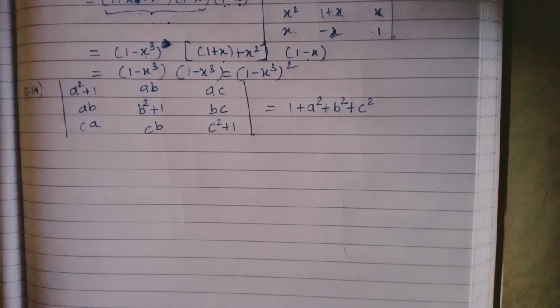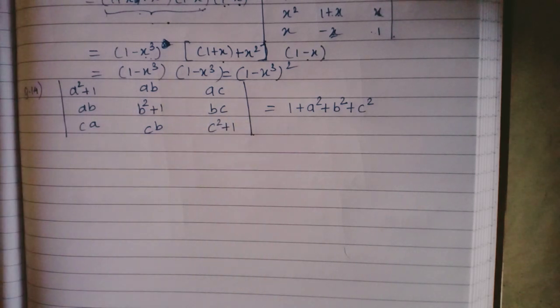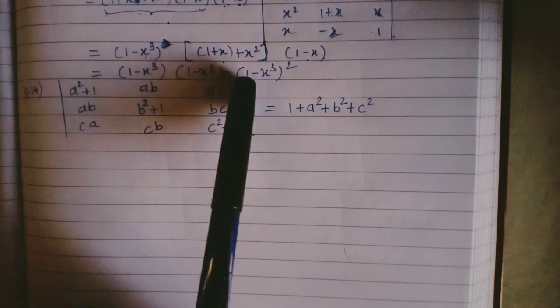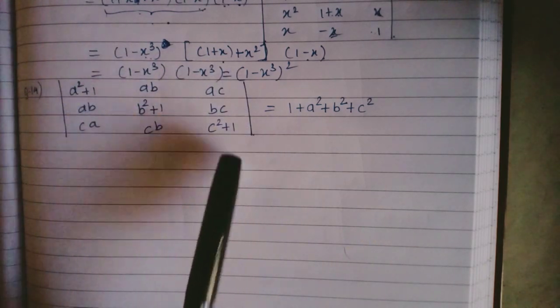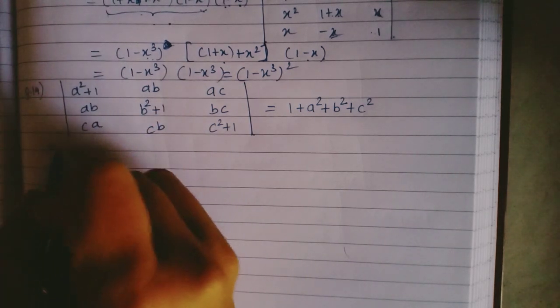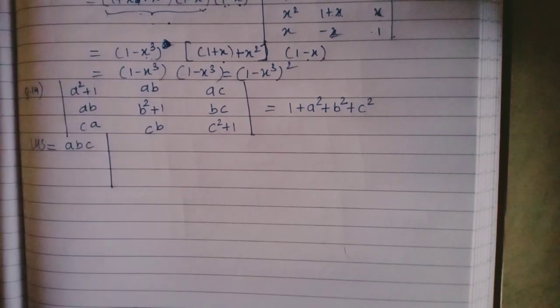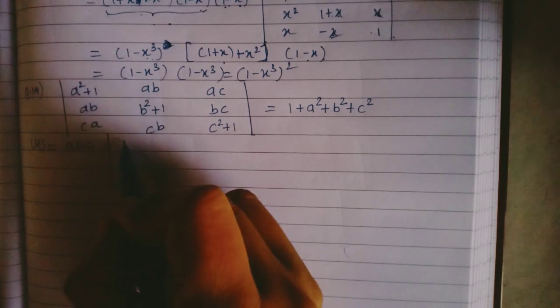Okay, let's solve question 14. We have to prove this determinant equal to this. So first see whether you can take out something common. From first row you can take out a common, from second row you can take out b, and from third you can take out c. So taking out a, b, c common, you will get, if you are taking a common here, you have to divide by a, right?